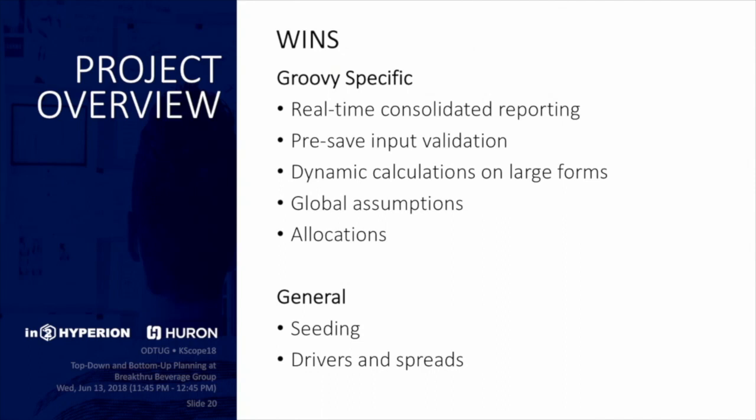So some of the Groovy specific wins: real-time reporting, we talked about, pre-save input validation, we talked about, the dynamic calculations on large forms, which Kyle will walk through. One example is for our GP logic. We can enter what we want our GP3 rate to be, or a range that we want our GP3 level to come out to, and that will actually push back, change our COGS and revenue to get us to where we want based on case volume that we've already entered and prices per case, things like that.